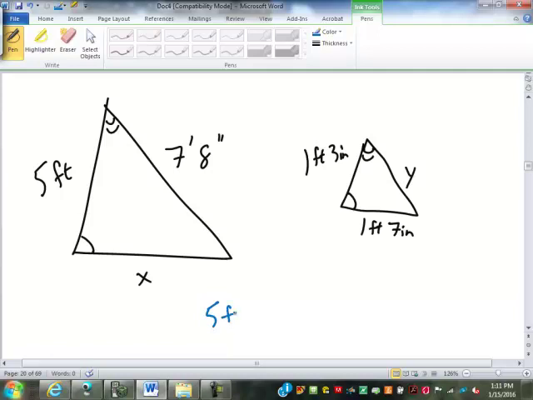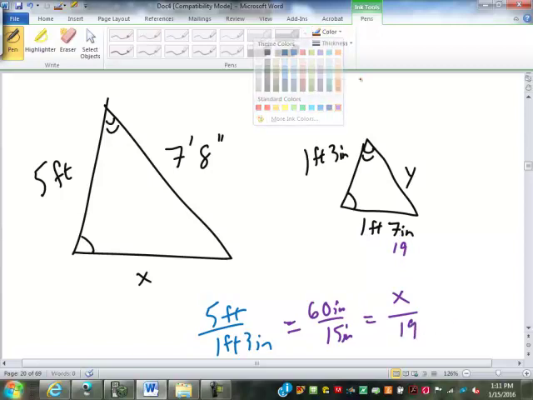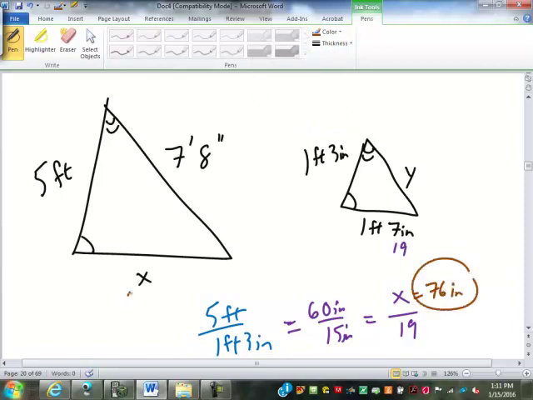Okay. So the 5 feet and the 1 foot 3 inches are related. Good. Then what do you do? I would probably do 60 inches and 15 inches to make it easier on me. So now do you want to find X or Y? Let's do X first. X goes with the 5 feet, so it'll go on top. 1 foot 7, we're going to make 19 inches. So cross multiply and divide, and we'll get what? X is 76 inches. Now we really should convert it back into feet and inches. 6'4". What'd you get for Y?